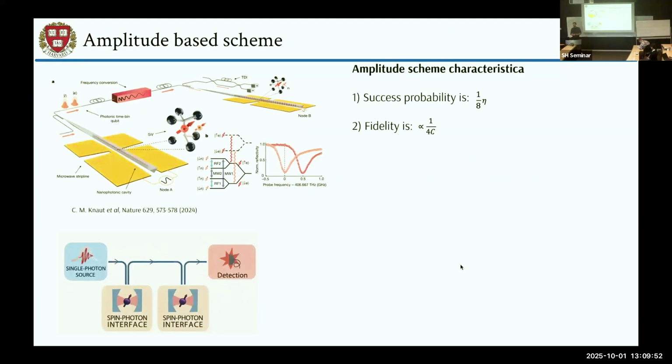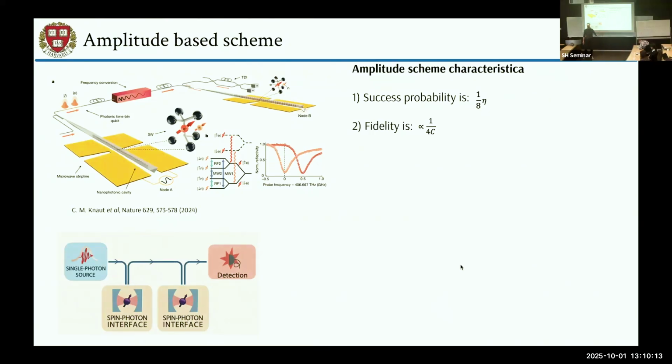So what is the success probability? We had a 1/4 from the entanglement generation interaction with the spin, right? 1/2 from one, 1/2 from the other. We also have 1/2 from the detection, so we get this 1/8. And then we have, of course, transmission, where eta is all the loss in the interaction with the cavity.